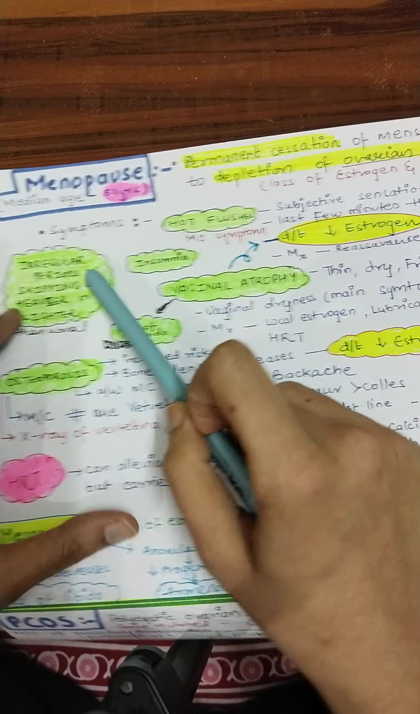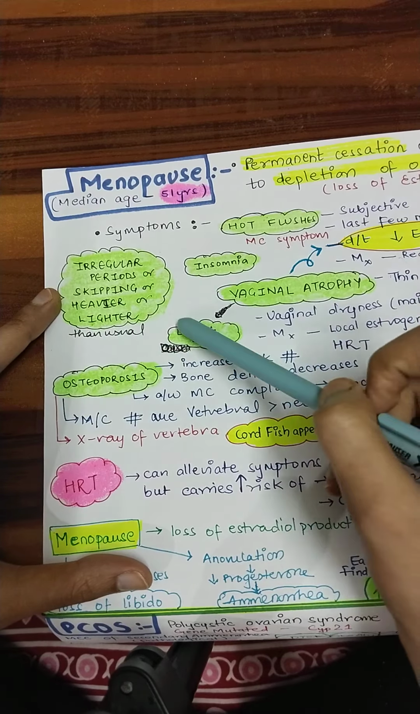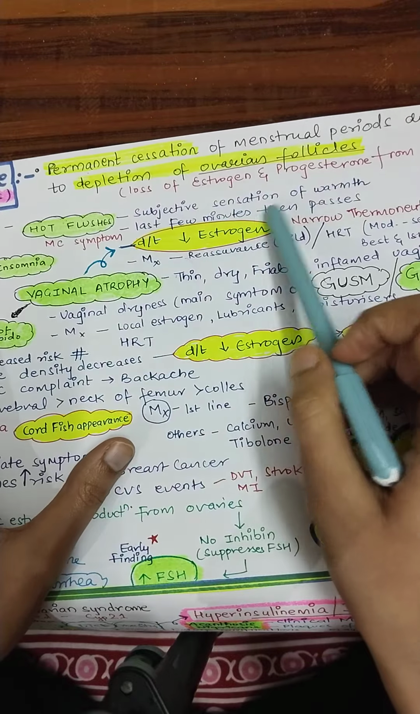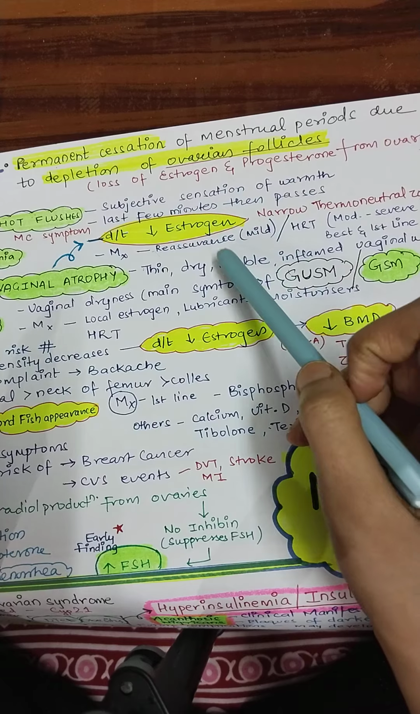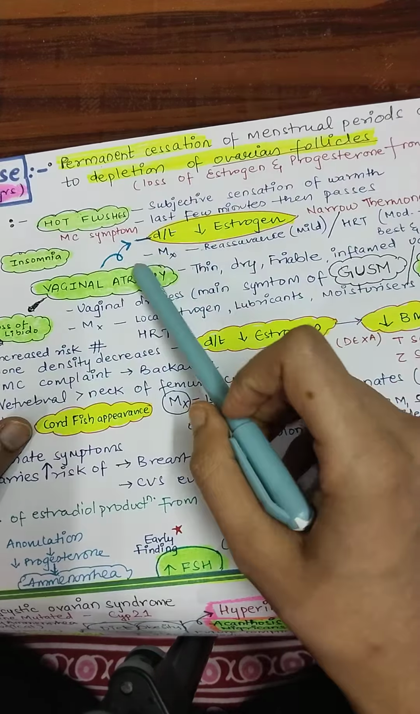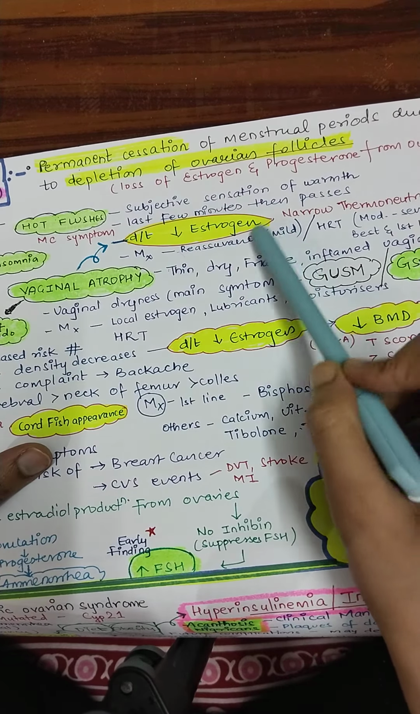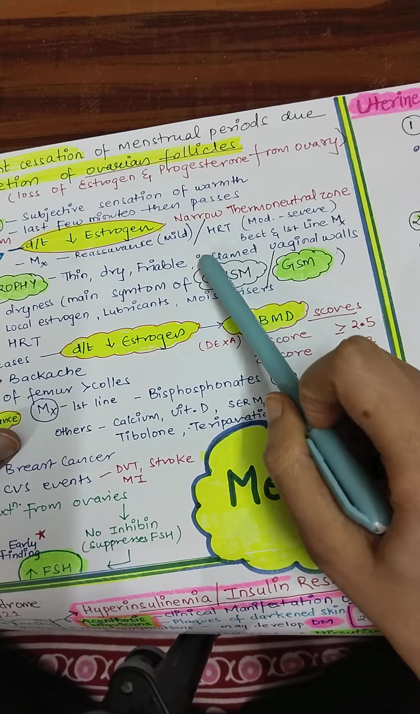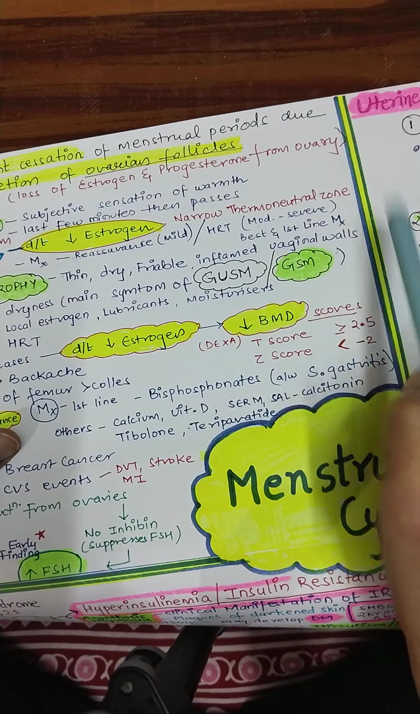Its symptoms are, first and foremost, irregular periods or skipping of periods, heavier or lighter periods than usual. Hot flushes, which are a subjective sensation of warmth, last for a few minutes, then pass and are sometimes followed by shivering. This is due to a narrow thermoneutral zone due to decreased estrogen. So management is reassurance in mild cases, or in moderate or severe cases HRT, hormone replacement therapy. This is the best and first line of management.